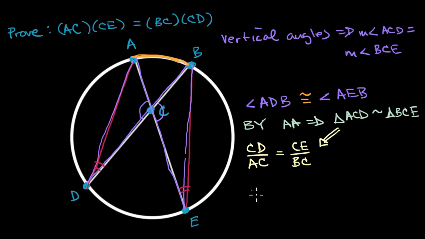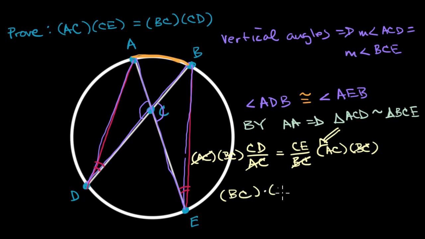And from here, we can just do a little bit of algebra. One way to think about it is we can just multiply both sides by the length of AC and the length of BC. This is equivalent. Some of you might have done cross multiplication before. This is why it works, because we're multiplying both sides of this equation by the same value, so the equality holds. This AC cancels with this AC, this BC cancels with this BC, and then we are left with the length of BC times the length of CD is equal to the length of CE times the length of AC, which is exactly the result we were looking for.